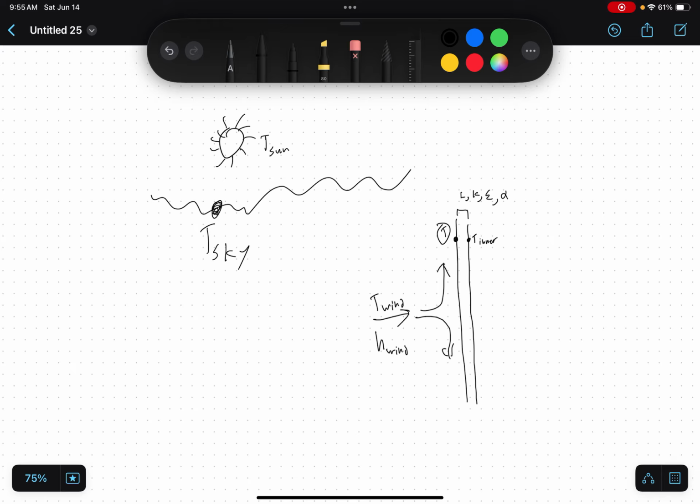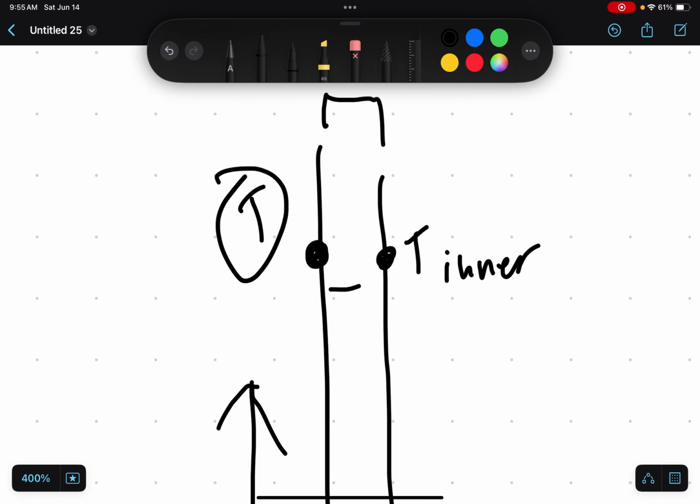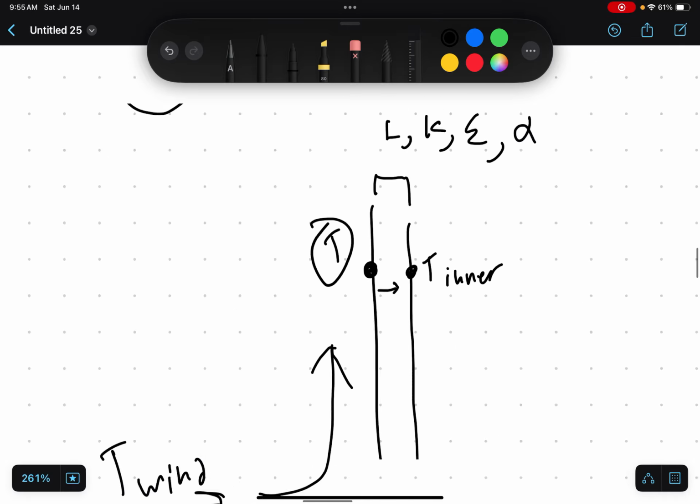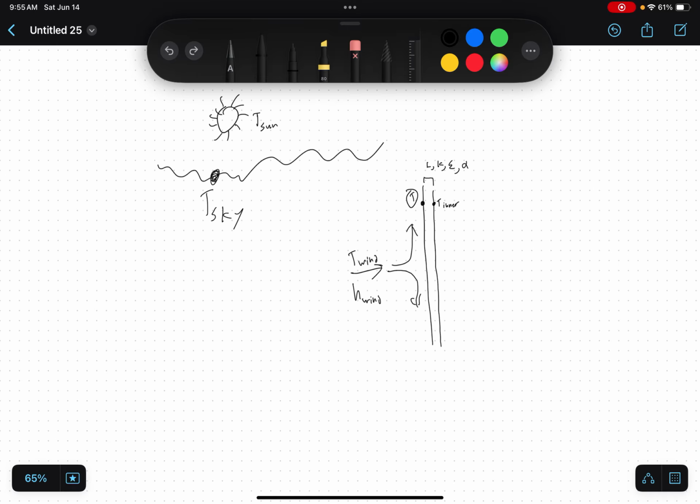So what are the three types? So there's conduction. So that's heat moving through something. So in this case, in this problem, I have a window. So we've got the window here. So heat moving through something.